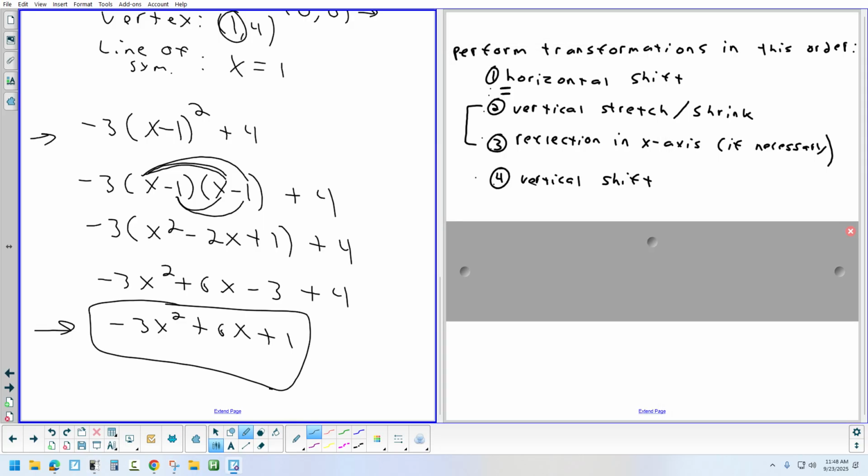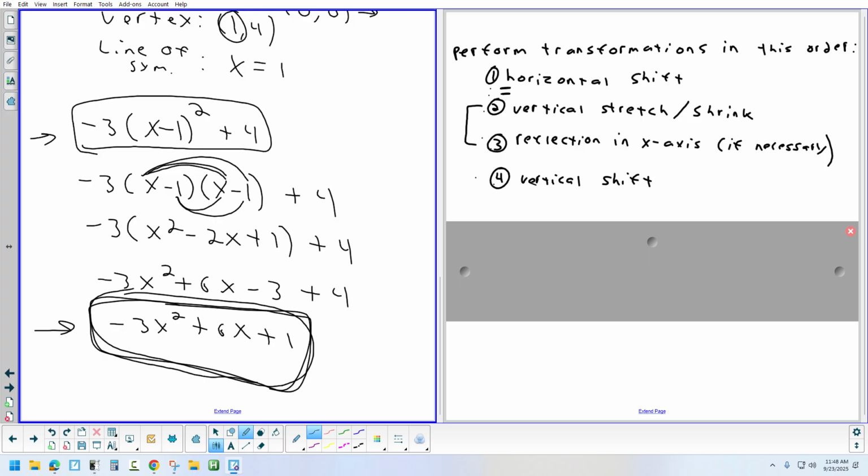But that is extremely difficult to describe the transformations because we know that we shifted up 4. Well, where's the up 4 here? I see a negative 3, a 6, and a 1. Because somebody took this and did this all out, that messes up the format we need to find the transformations. It's not wrong, it's the same thing. It's just not easy to tell anything anymore.